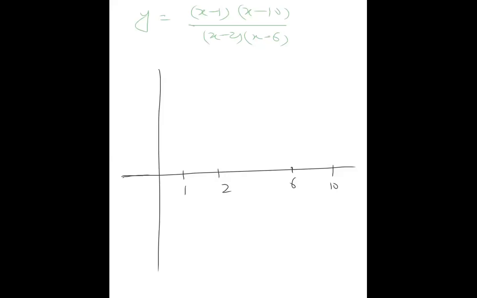1, 2, 6 and 10. At 2 and 6, this is 1 upon 0. So we have to draw the line parallel to the y-axis at 2 and 6. Now, we have to determine which portion is positive and negative. We know that after 10, if you put any value greater than 10, this must be positive. After this, negative, positive, negative, positive.